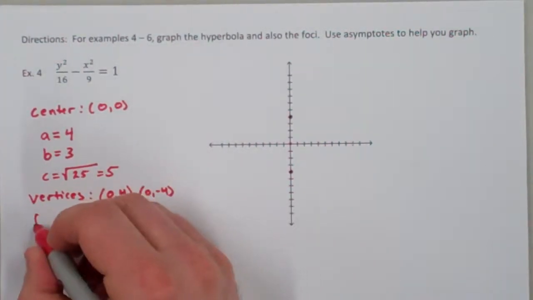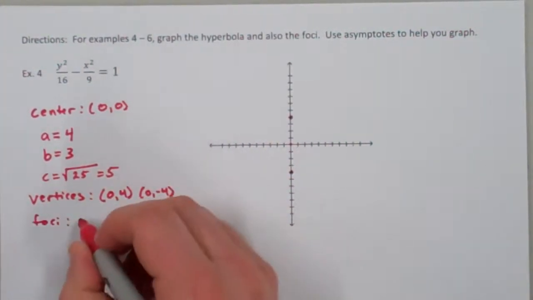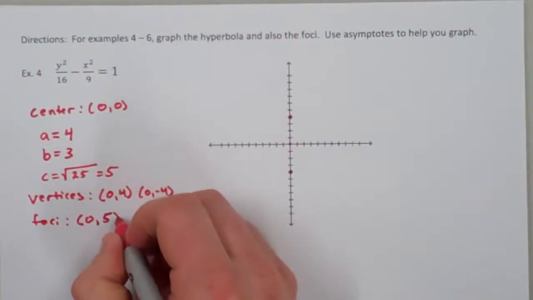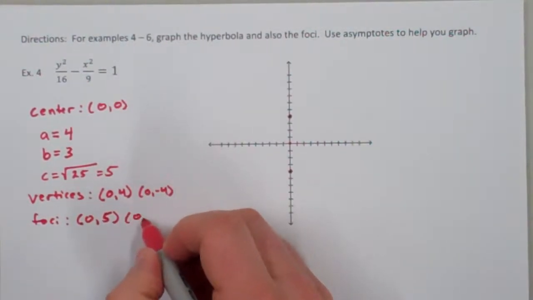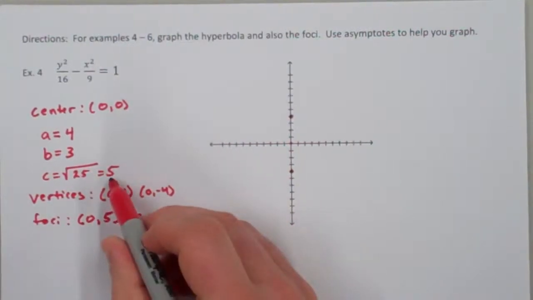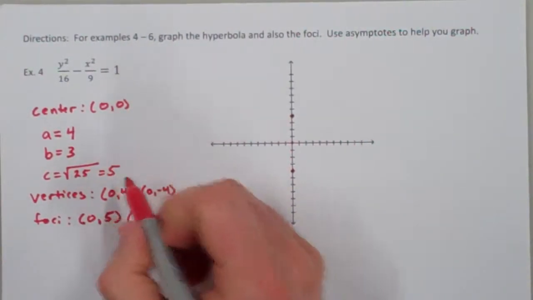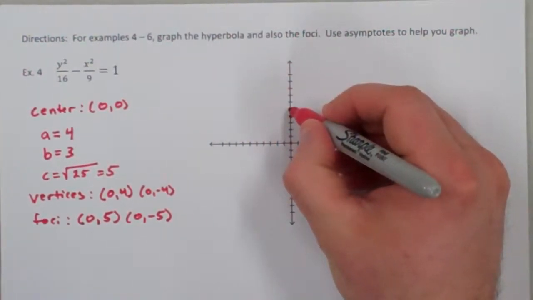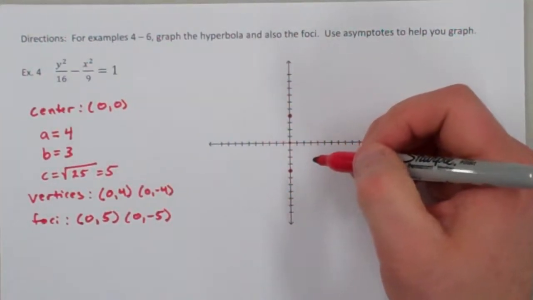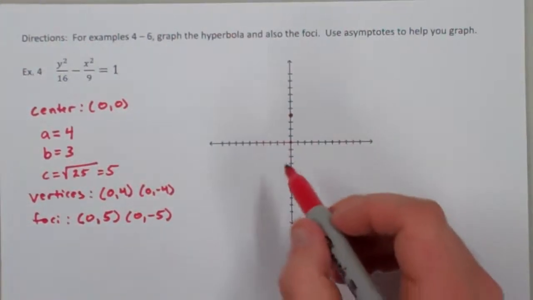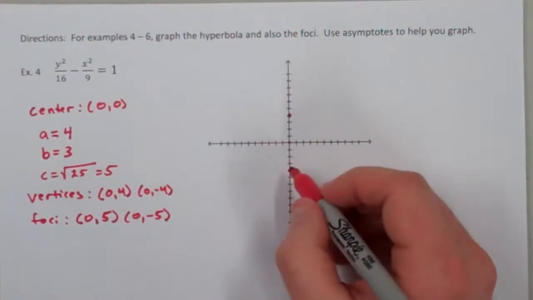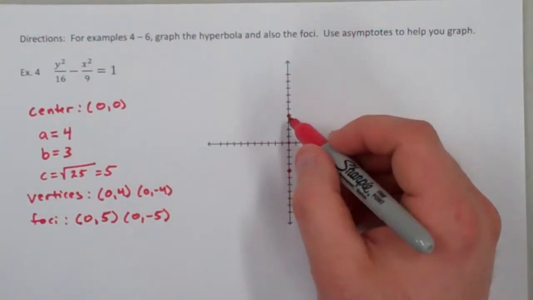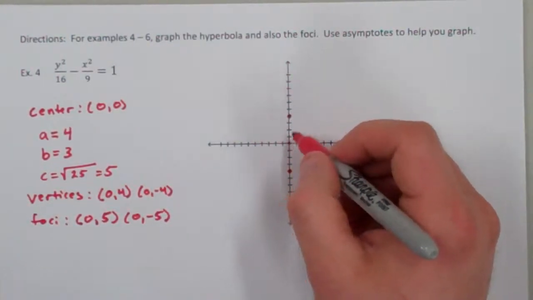The foci, those are just going to be at 0, 5, and then we've got 0, negative 5. We're just going up and down from the center by C, which is 5. So if you wanted to plot those, you could plot those right here and right here. Sometimes I get a little confused which point I should use when I'm graphing. Of course, you want to make sure that the foci are going to be furthest away from the center.